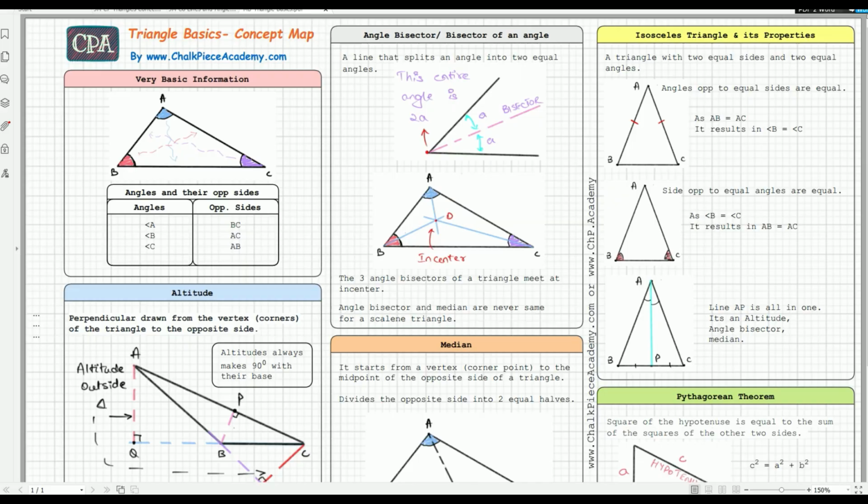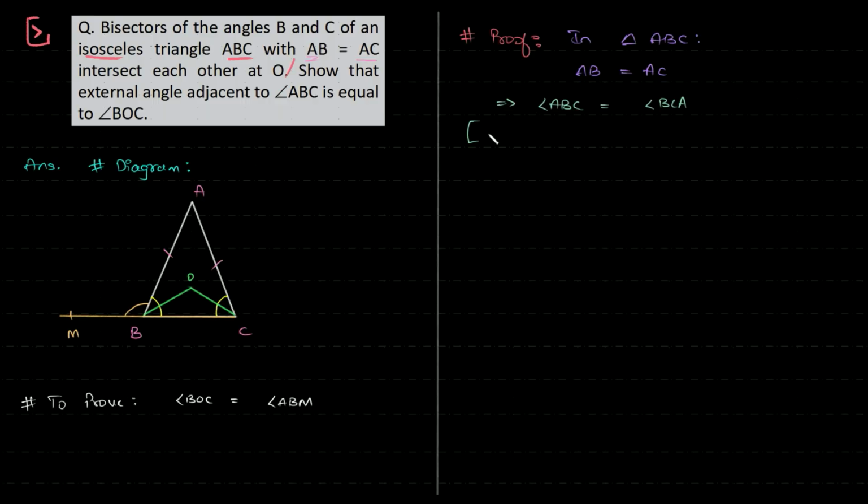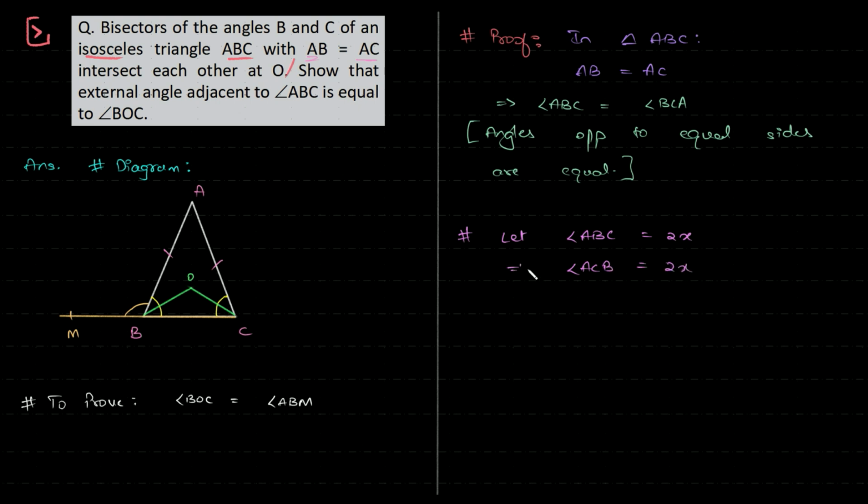This is an example, and I'm sure you know this by now. Angles opposite to equal sides are equal. What is the next thing? We'll let angle ABC be equal to 2x and angle ACB will also be equal to 2x, is it not? This is as per equation 1.